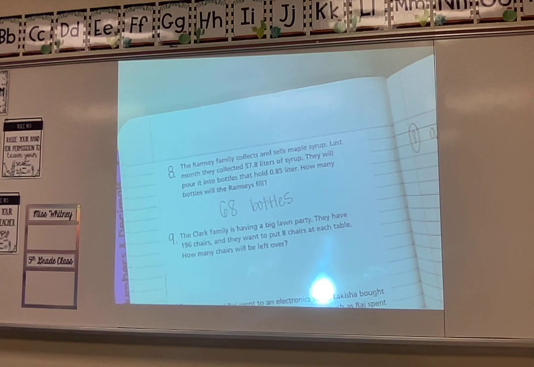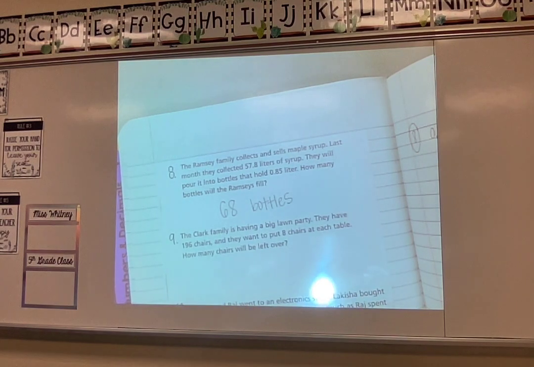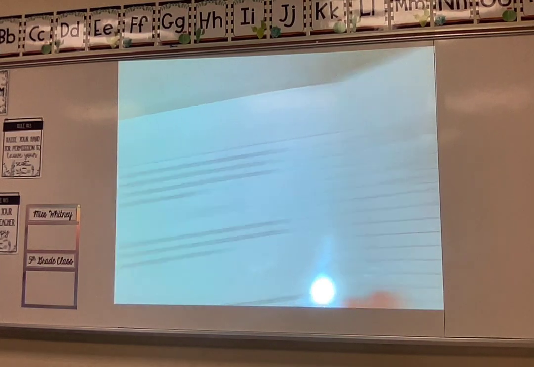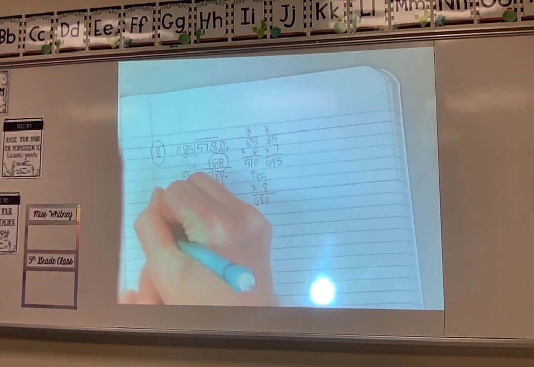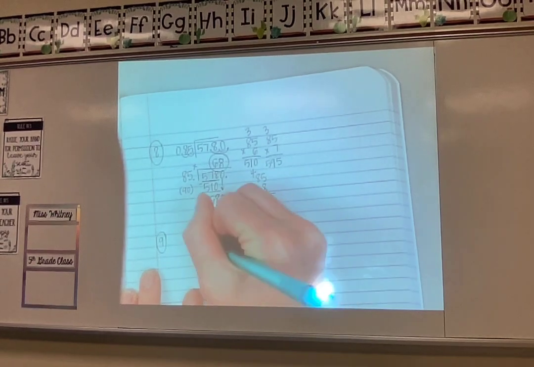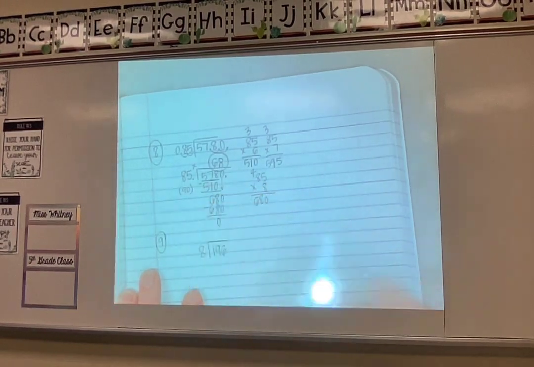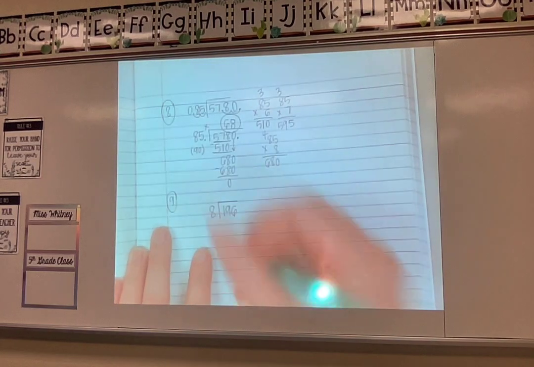Alrighty, let's do number 9. The Clark family is having a big lawn party. They have 196 chairs, and they want to put 8 chairs at each table. How many chairs will be left over? All right, so I'm going to scooch back over here to my work area. They have 196 chairs, so that has to go in the house, and they want to put them 8 at a table. As I'm looking, there's no decimals involved. We're just normal numbers, so I'm ready to start.